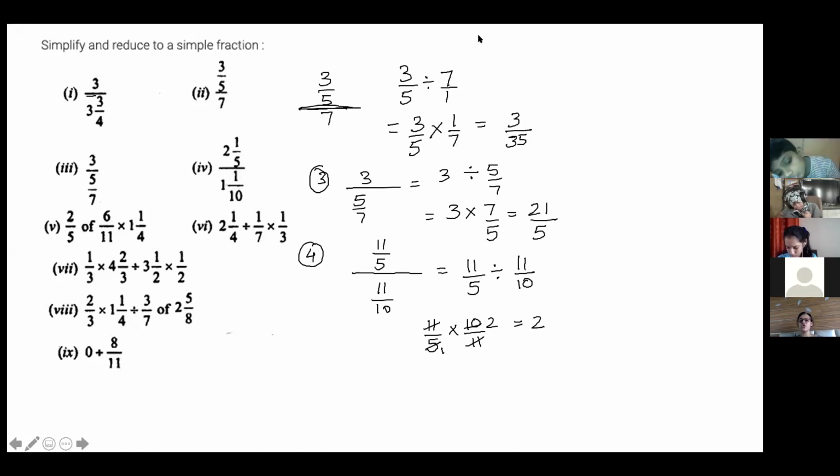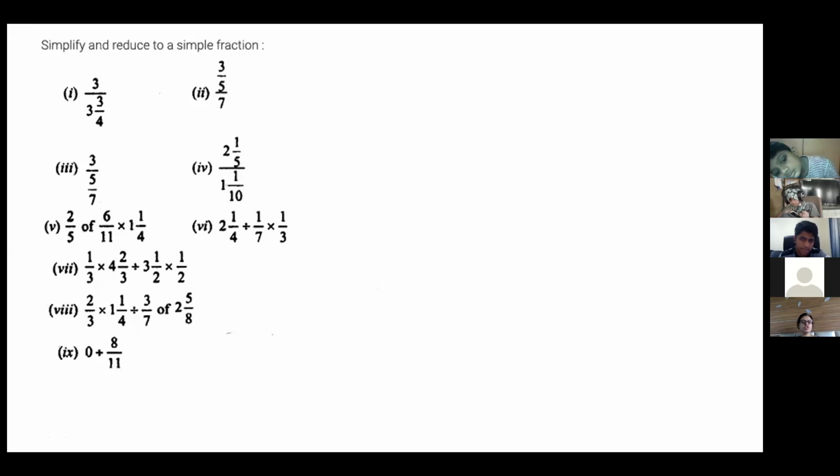So what will we solve first? Tell me, Abdullah. What will we solve first? 2 by 5 of 6 by 11 into 1 by 4. So will we solve of or will we solve multiplication? Tell me. Ma'am, I think we'll solve of first. We'll solve of first. Yes. Okay? So of is what? 2 by 5. Ma'am, 2 upon 3 is the answer, no, ma'am?